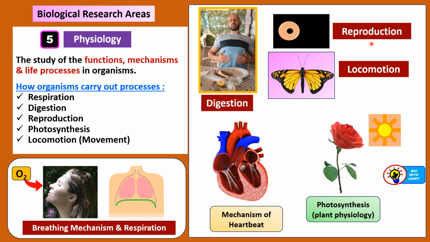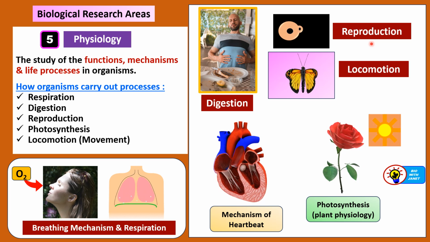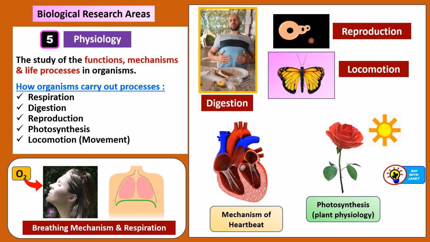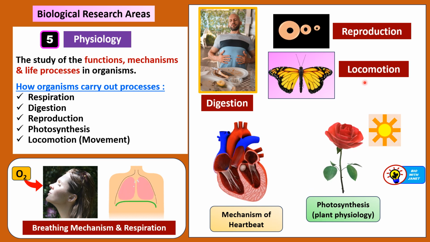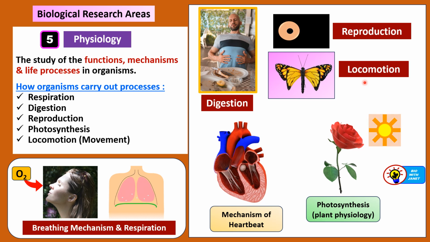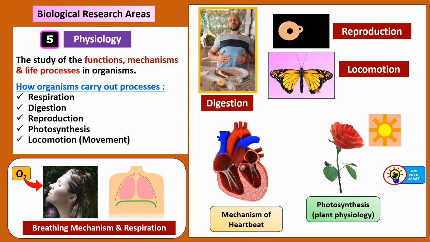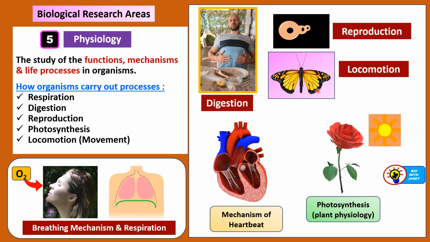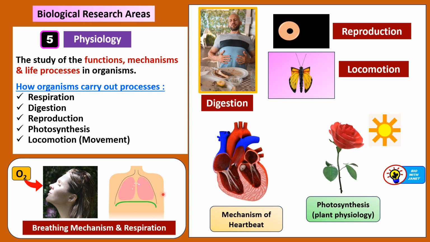Then for reproduction, we study how an organism produces new organisms, like the budding of yeast. The physiology of yeast involves the budding of yeast. For locomotion, we study the movement of organisms, like for humans, how they walk, for insects or birds, how they fly. Then we also study various mechanisms, like the mechanism of the heartbeat, the breathing mechanism, right?